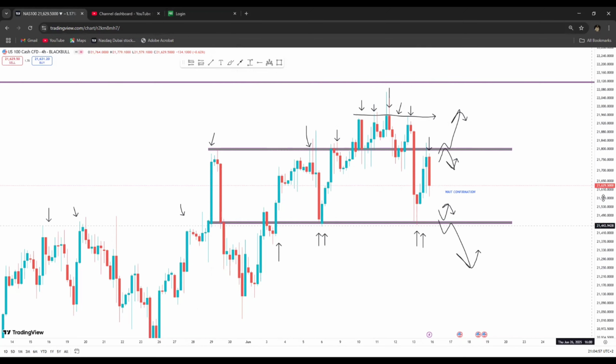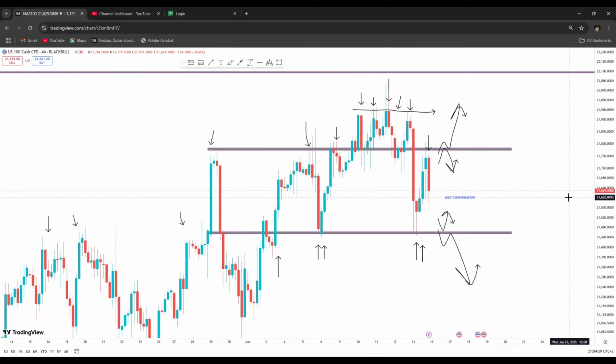Do you guys get that? So this will be what we'll be anticipating on the NAS, and this will be what we'll be looking forward to. And always remember, this is not financial advice.